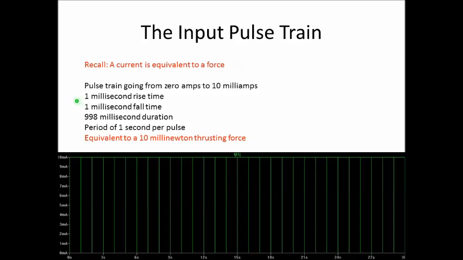It is a relatively slow changing pulse in the light of pulses that rise and fall in nanoseconds. The duration of the pulse is 998 milliseconds, with a repetition period of 1 second per pulse. The drive is operating at nearly 100% duty cycle. The entire pulse train operates for 30 seconds.